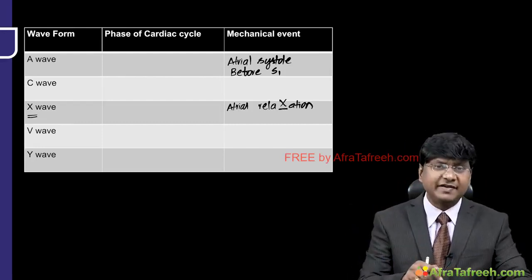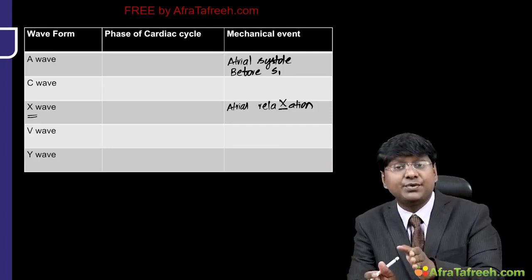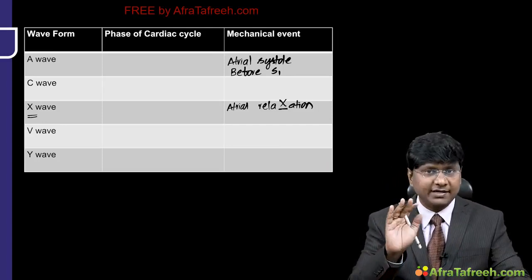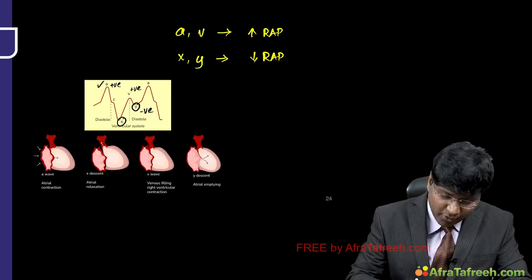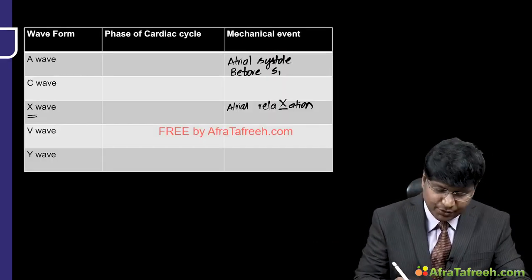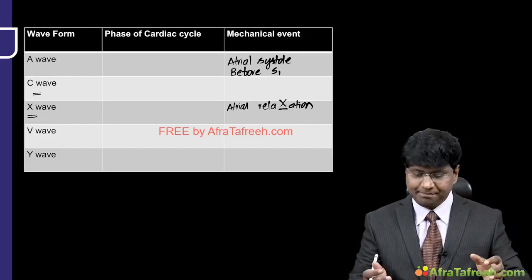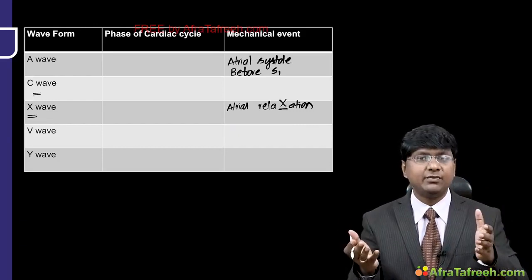Now what about the C wave? I will explain to you. But this X wave is primarily due to atrial relaxation. And this particular X wave, we have two components: X and X dash. Now, what is this X and X dash? For that, you need to understand first what exactly is the C wave. Now, you see, when the atria is relaxing, what will the ventricle be doing?